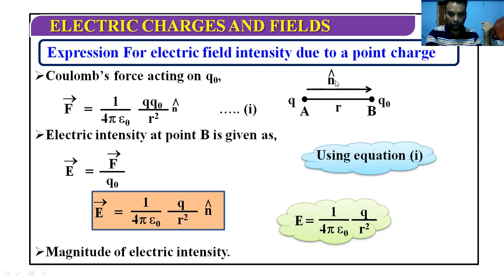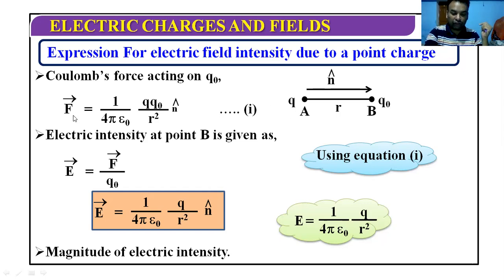I already told you why we are taking this unit vector: the field emitted by this charge at A is in three directions. We are interested in a particular direction. We are interested at point B. So that's why we have to take the help of a unit vector, which will give the information in which direction we are interested.